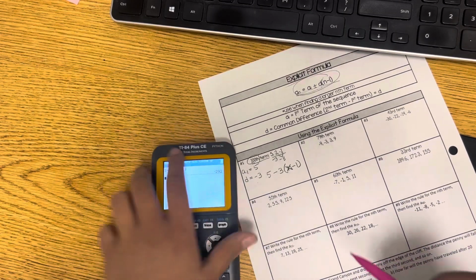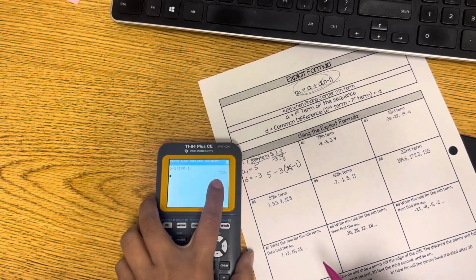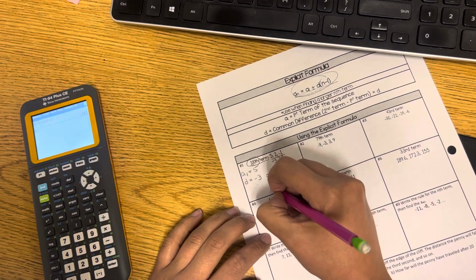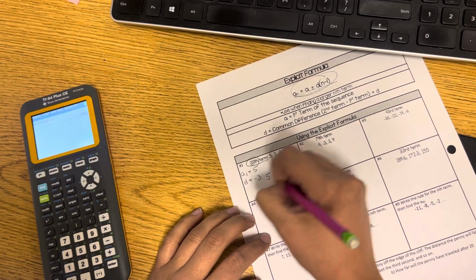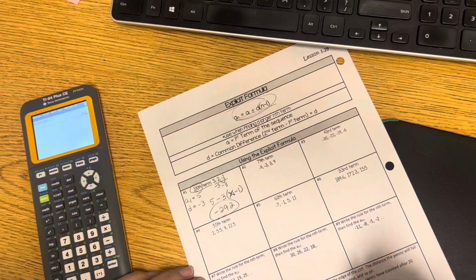So if I were to subtract 3 a hundred times, I would get -292. So my 100th term is -292, and that is your answer. Lost ya? I thought so. Number 2.